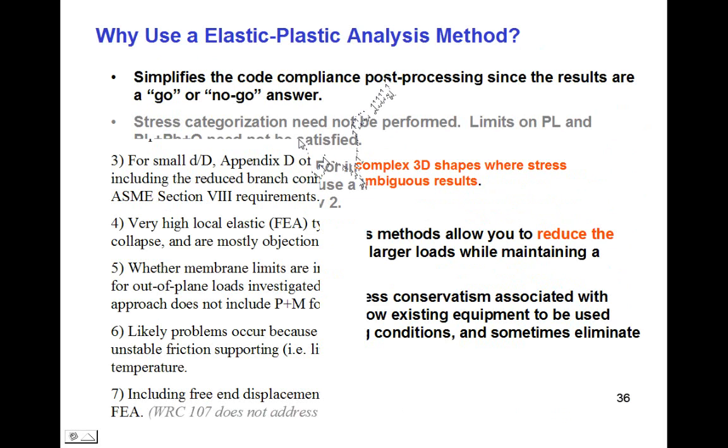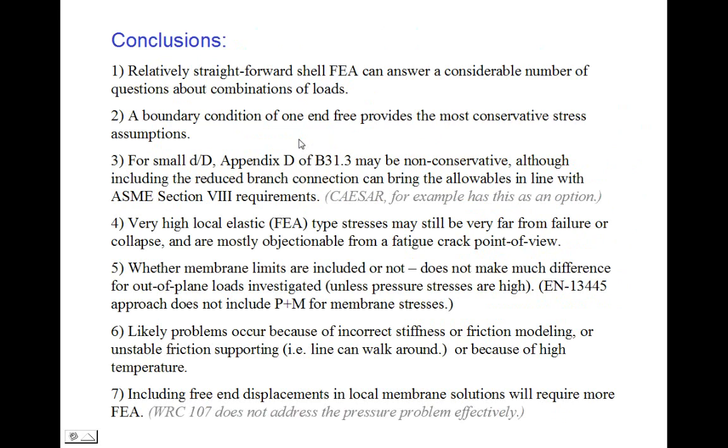So conclusions. Relatively straightforward shell FEA can answer a considerable number of questions about combinations of loads. When you do this, please remember that boundary conditions of freeing one end of the vessel or the header provides the most conservative stress assumptions. For small d over D's, Appendix D of B31 may be non-conservative, although including the branch reduction stress intensification factor, as we saw in B31.1 and in Section 2, and for example, as Caesar permits, may bring the allowables more in line with ASME Section 8 requirements.